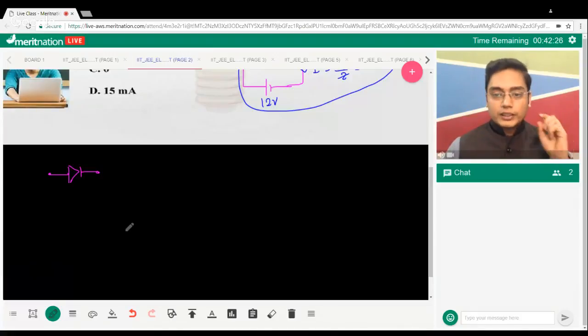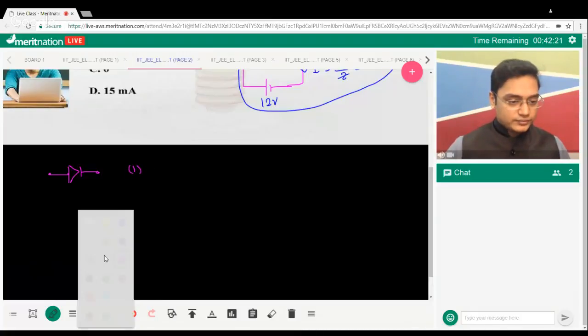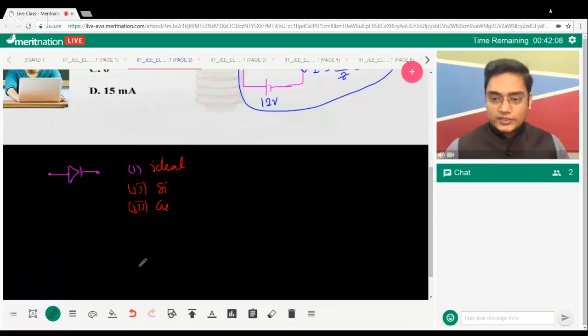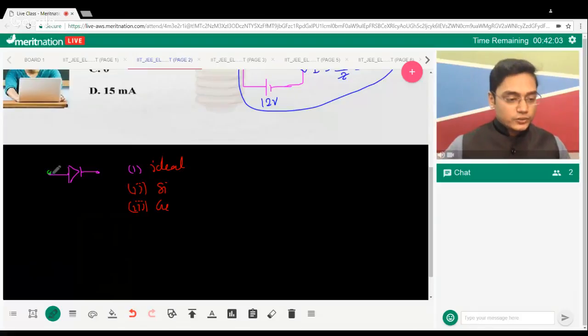So guys, this is a diode. In the examination you will get 3 types of questions. First is ideal, second is made up of silicon, and third is made up of germanium. Whenever it is given that the diode is ideal, these 2 points A and B, we have to replace the diode by a short circuit. So point A and point B, we have to short.